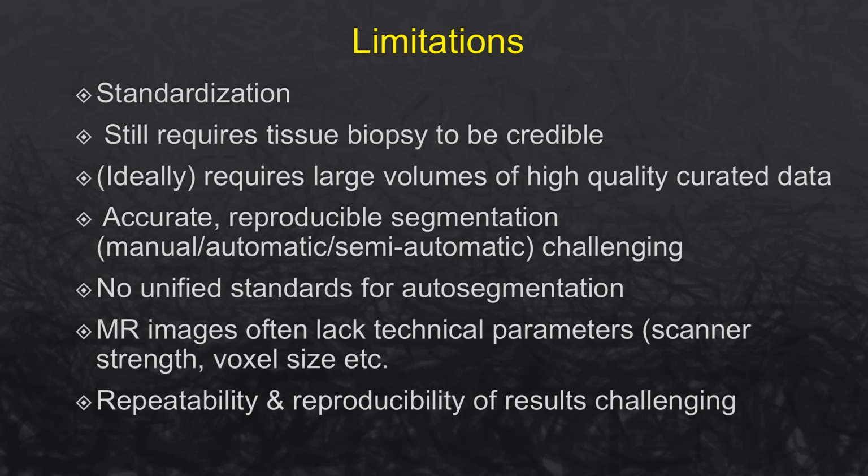Another important area where you have limitations is reproducible segmentation, and this can be challenging for things like brain tumors, where the edges of the lesions may not be as clearly visible as, say, different other types of lesions in the body. The MR images that we often receive from institutions often lack technical parameters like scanner strength and voxel size, which can also make a difference, and the repeatability and reproducibility of results can be challenging.